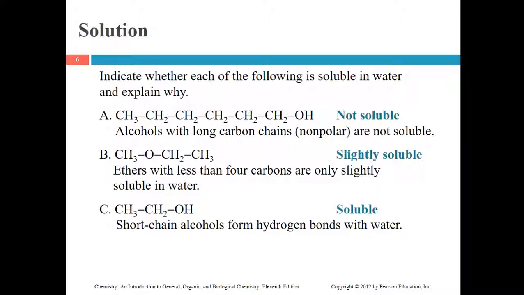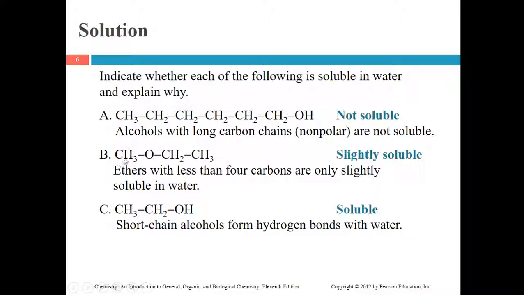On A, we have a 6 carbon chain alcohol. Even though the OH itself is polar and can participate in hydrogen bonding and form hydrogen bonds, it is such a small part of our overall molecule, and our overall molecule is nonpolar, so this alcohol is not soluble. It is not going to dissolve in water.